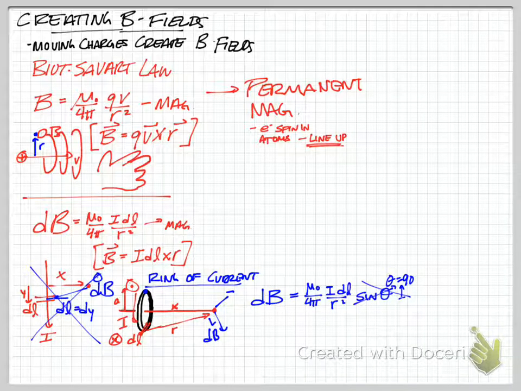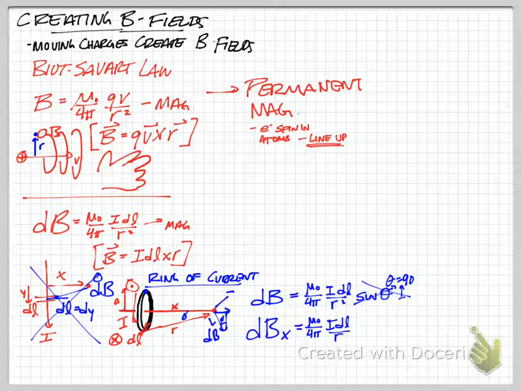We only need the x component, dB in the x, of our magnetic field. And for that, we have to look at this angle. For convenience's sake, we're going to call it phi, just because it's a different angle. So if that's phi, then that is phi as well. And so the x component of my differential magnetic field, dB in the x, is equal to, and again, mu 0 over 4 pi times I dl over r squared.